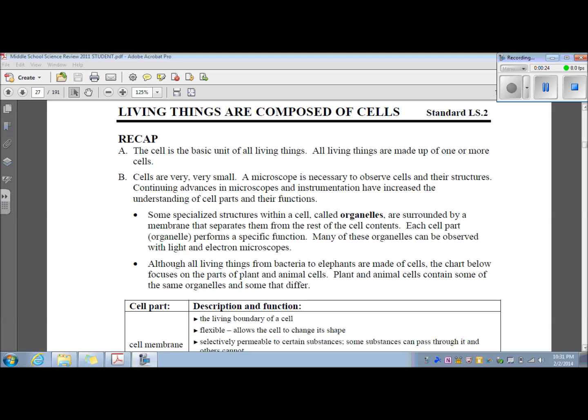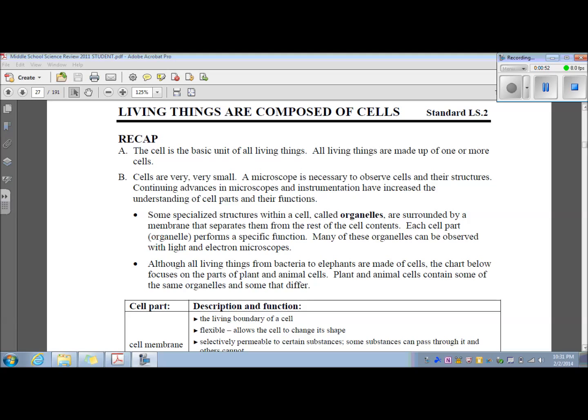Continuing advances in microscopes and instrumentation have increased the understanding of cell parts and their functions. Some specialized structures within a cell, called organelles, are surrounded by a membrane that separates them from the rest of the cell's contents. Each cell part or organelle performs a specific function. Many of these organelles can be observed with light and electron microscopes.